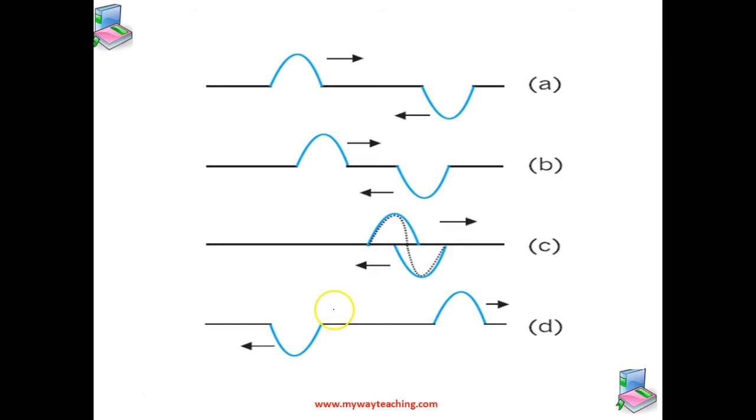The resultant displacement is the algebraic sum of the displacement due to each pulse. This is known as the principle of superposition of waves. According to this principle, each pulse moves as if others are not present. So the constituents of the medium suffer displacements due to both, and since displacement can be positive or negative, the net displacement is an algebraic sum.